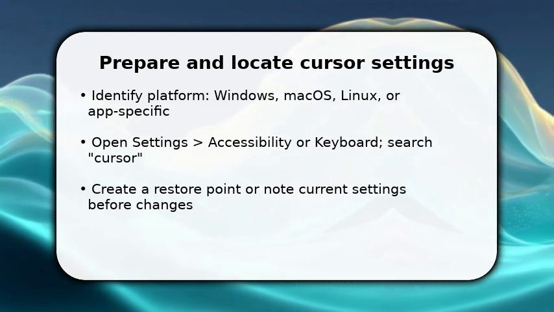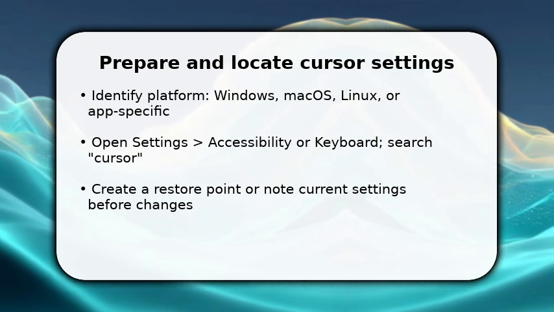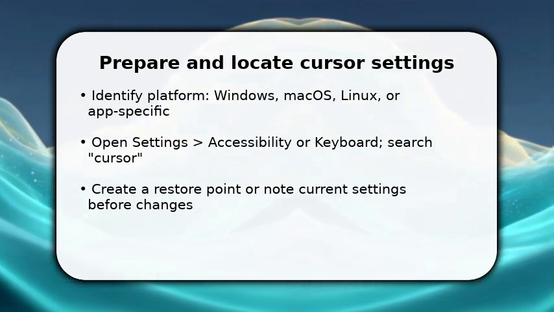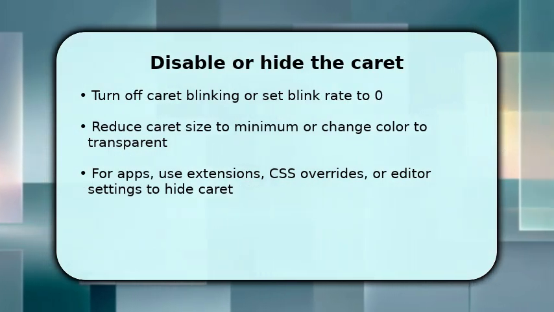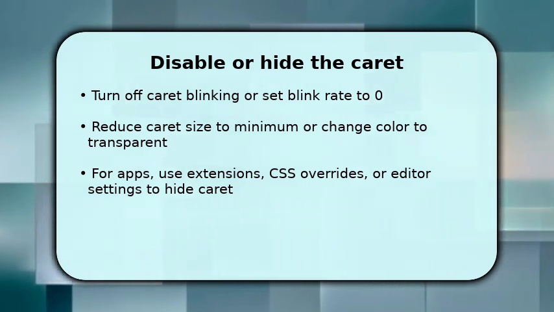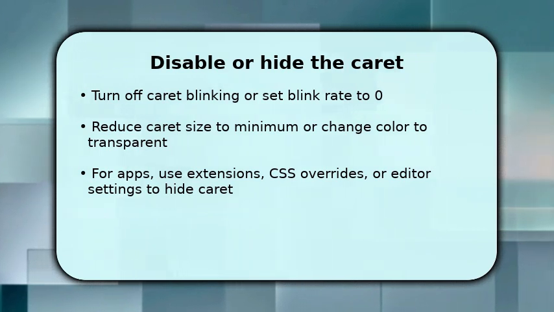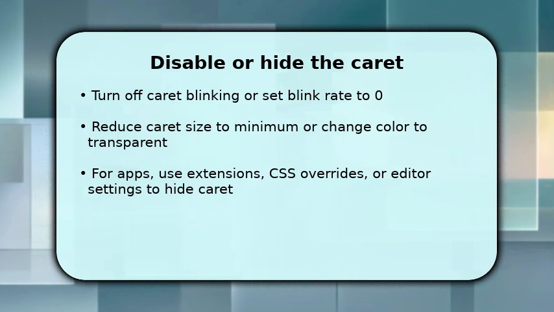You'll want to note size, blink rate, and color values so you can compare after changes and ensure you're modifying the right control instead of an unrelated UI element. Next, disable the caret by adjusting blink rate or setting it to 0. This stops the flashing focus indicator immediately. If blink controls are unavailable, reduce caret size and change color to transparent so it becomes invisible without breaking input.